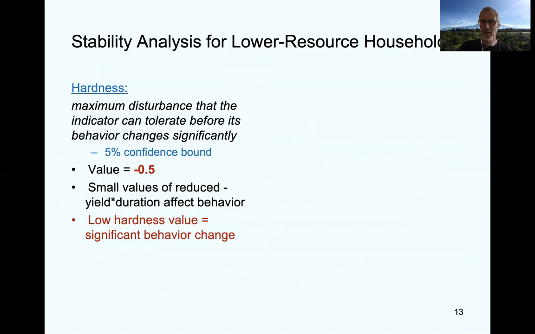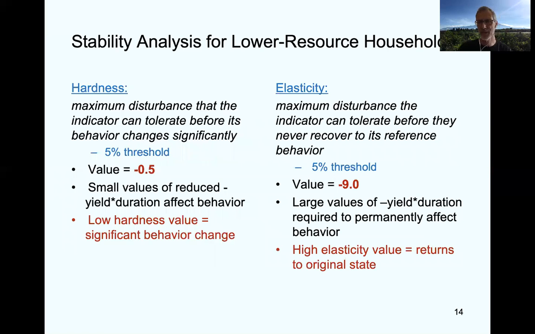And the two metrics that I mentioned earlier, one is hardness, which is the maximum disturbance that an indicator can tolerate before its behavior changes significantly. And in this case, we're looking at a 5% change from existing levels. And the other is elasticity, and this is the maximum disturbance that an indicator can have before it cannot recover to its sort of reference or average value behavior.